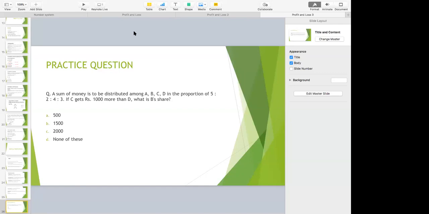So guys, we divided the total sum of money into 14 parts, right? Out of which C got 4 parts and D got 3 parts. So how much more? C got 1 part more than D, right?